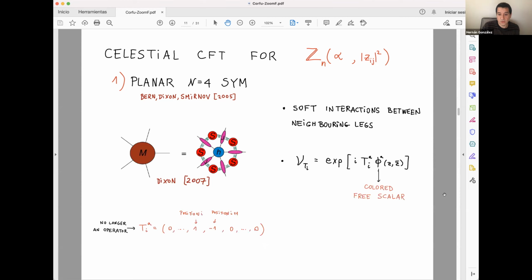So then you can define a vertex operator that will be given by the exponential of this term, where phi a corresponds to a color-free scalar. Of course, here you have infinite colors, so then the T^a are no longer operators, they are just infinite vectors that satisfy color conservation and only contain ones in the positions i and i plus 1.